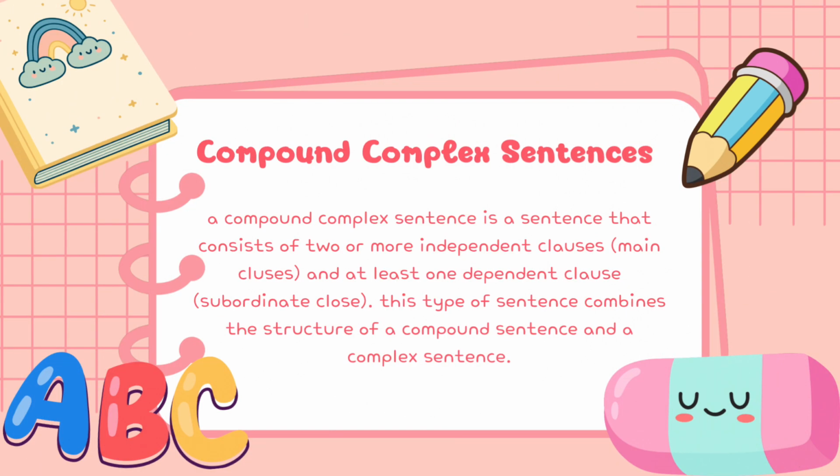Next, compound complex sentences. What is a compound complex sentence? A compound complex sentence is a sentence that consists of two or more independent clauses and at least one dependent clause. In other words, it combines the structure of a compound sentence and a complex sentence. Why is this important? Because using compound complex sentences allows us to create more varied and sophisticated sentences, making our writing or speech more structured and engaging.